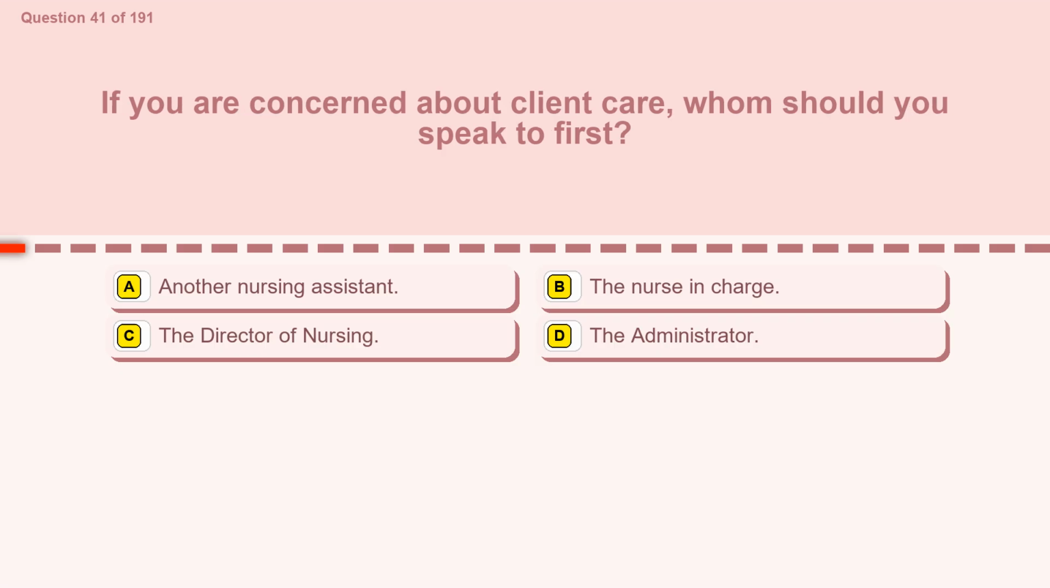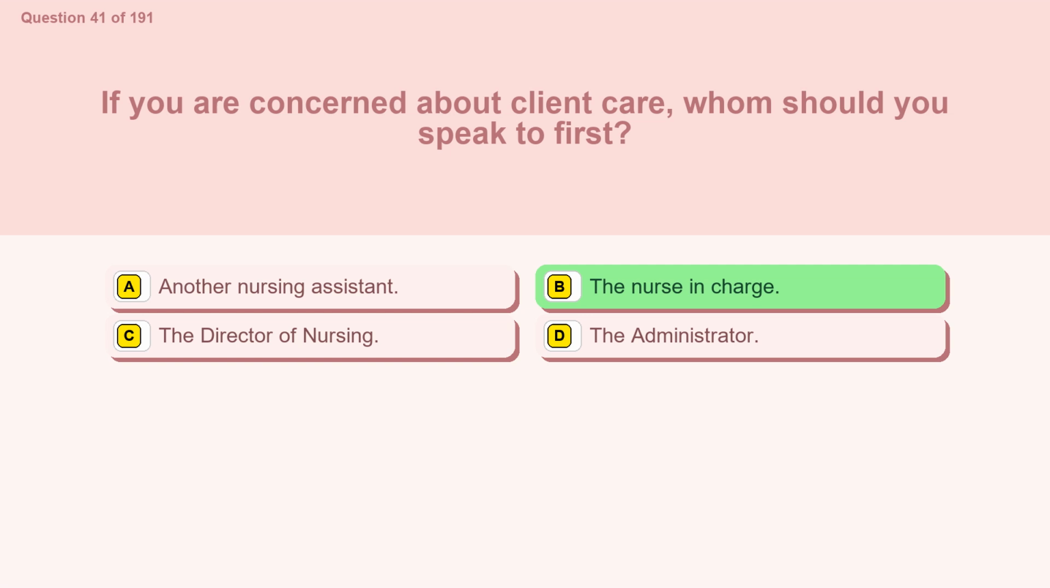Question 41. If you are concerned about client care, whom should you speak to first? Option A. Another nursing assistant. Option B. The nurse in charge. Option C. The director of nursing. Option D. The administrator.